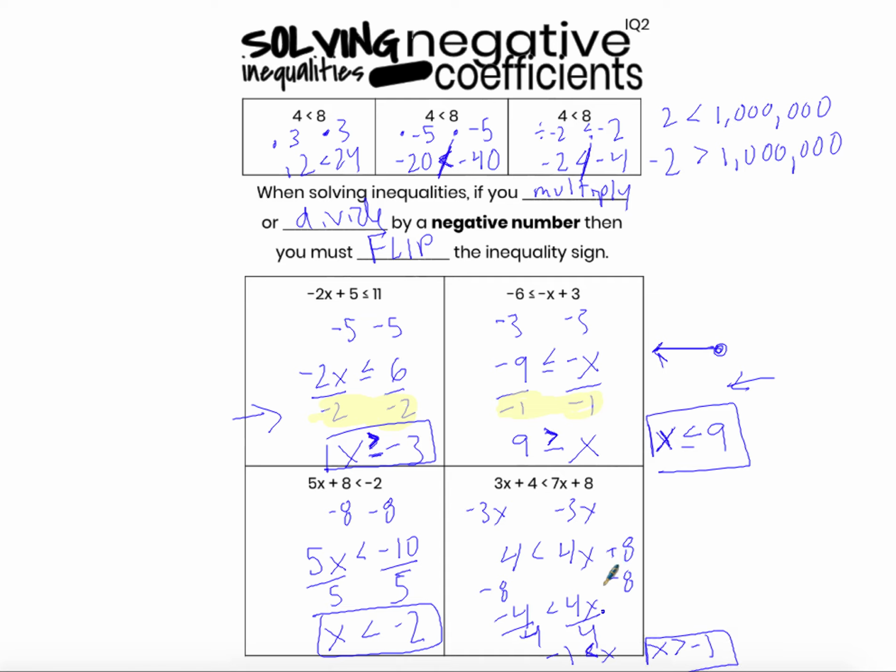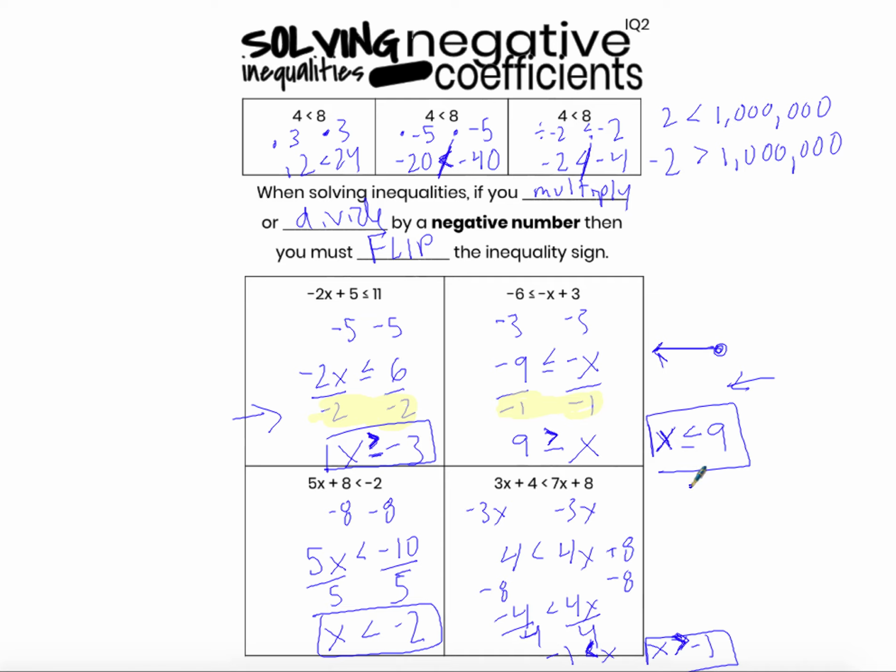So there was no flip here. Subtracting 3x, that's not multiplying or dividing by a negative. Subtracting 8, that's not multiplying or dividing by a negative. Dividing by 4, that's not multiplying or dividing by a negative. So we maintain less than, less than, less than, less than. Negative 1 is less than x. We don't like to call this a flip. We like to keep the flip reserved for multiplication or division by a negative. This is just rewriting the same inequality, negative 1 is less than x, as the equivalent inequality, x is greater than negative 1.